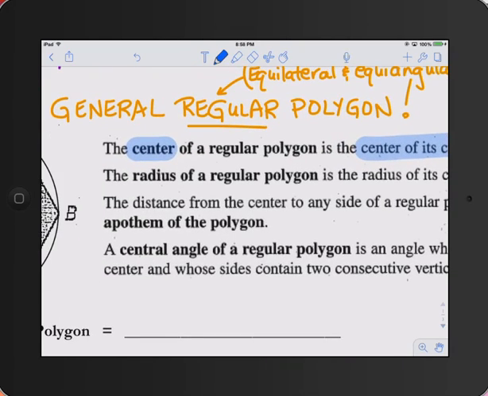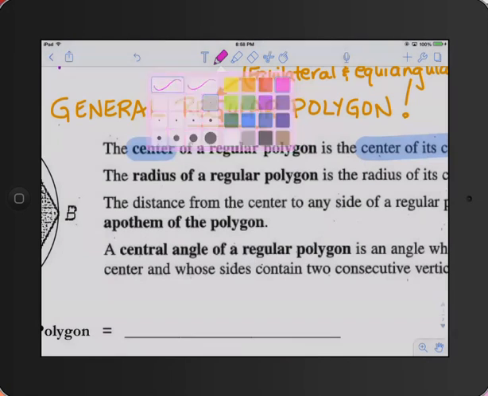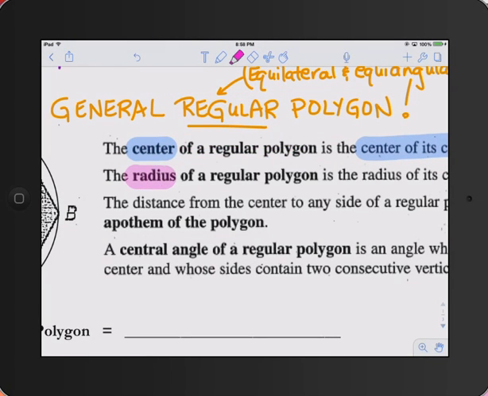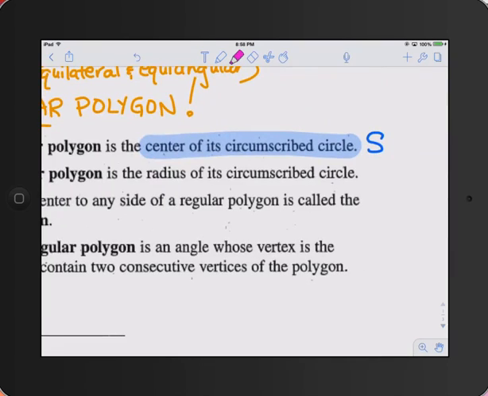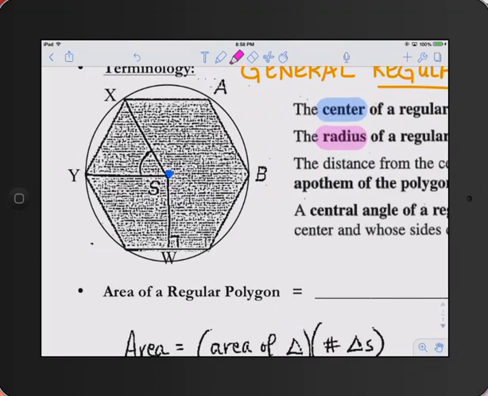The radius of a regular polygon is the radius of its circumscribed circle. That's easy enough, right? A radius would go from the center to a vertex. So in this picture, are there any radii drawn? Well, yes, I've already drawn for you this radius and this radius. Now, how many more radii would there be?